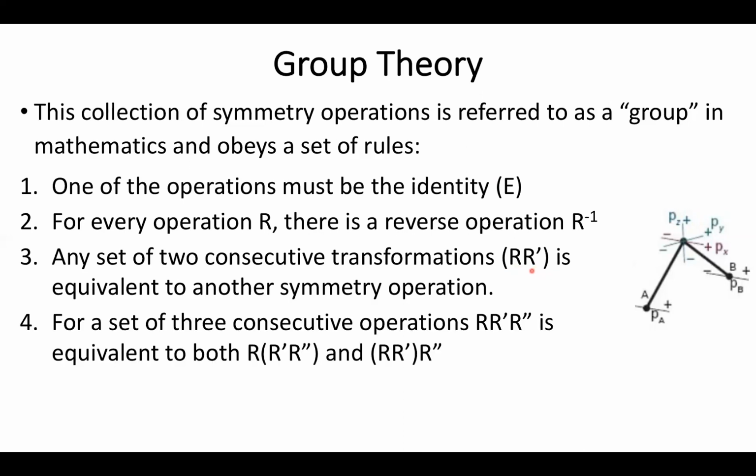And then if I bring in a third operation, so I've got three operations consecutively, I can either combine the last two or the first two, and it won't matter. And this is really huge because let's say I already know what R prime followed by R double prime is. This gets me a new operation, which I can then combine with R. And so this is a really important idea.